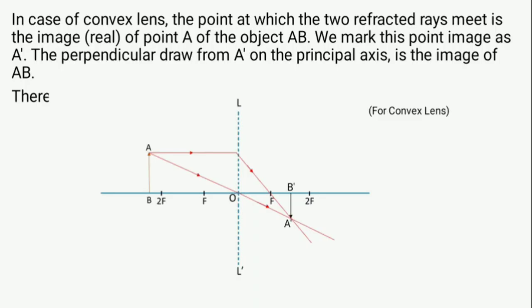In case of a convex lens, the point at which the two refracted rays actually meet is the image of point A. We mark this point as A'. The perpendicular drawn from A' on the principal axis is the image of the object AB.